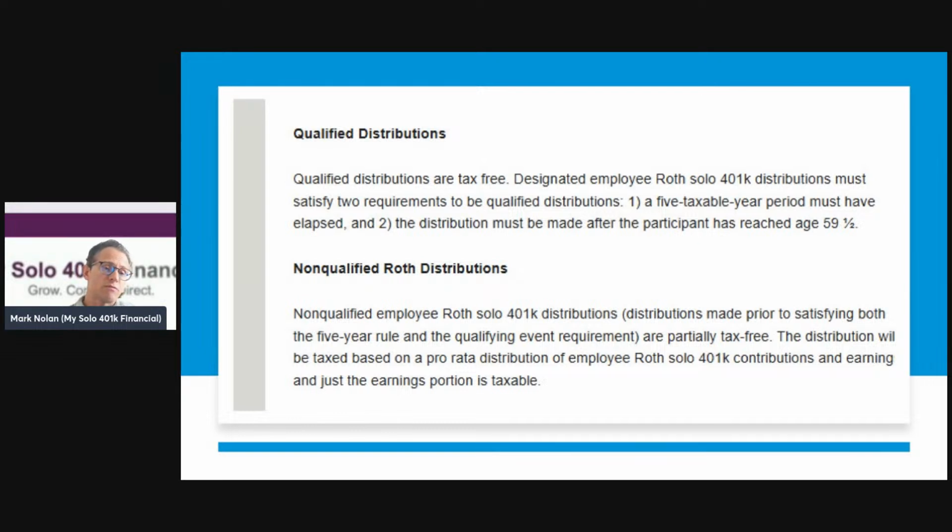When you make a distribution from a Roth Solo 401k, you have to take some from the gains, so the basis, and some from the earnings. So if you do a non-qualified distribution, you end up having to pay taxes on those gains, whatever that amount is, plus state tax. You have to pay federal taxes and possibly state taxes. Okay, so those are the major differences between pre-tax solo 401k and Roth Solo 401k distributions.